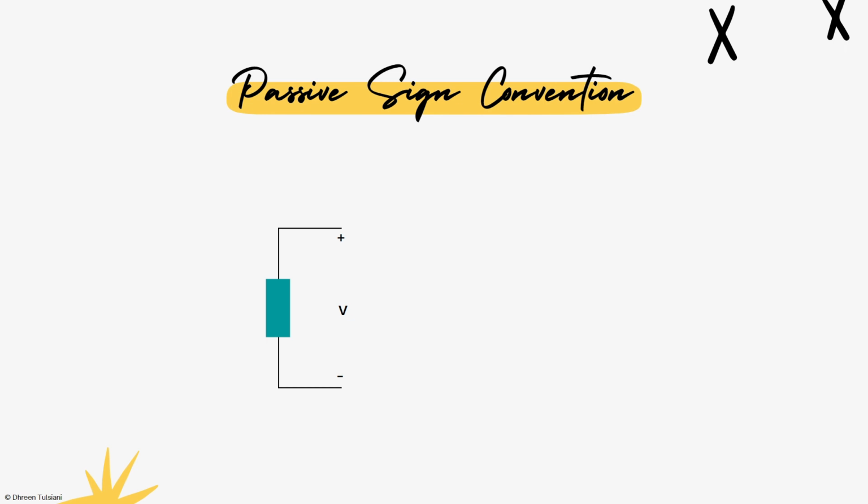Passive sign convention. Suppose you have a circuit such as this, where a voltage is applied across an element. The element is the green rectangular box. Here, current would enter from the positive terminal. So the formula here for power would be P equals VI.